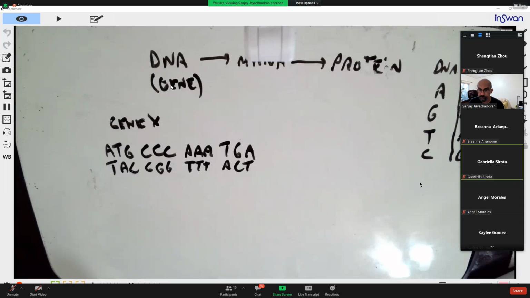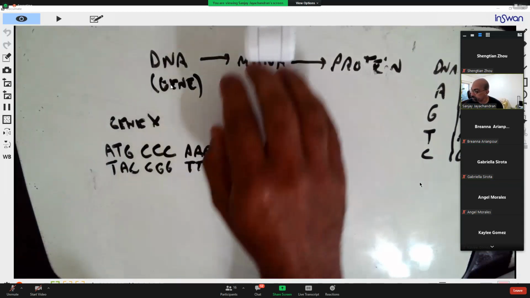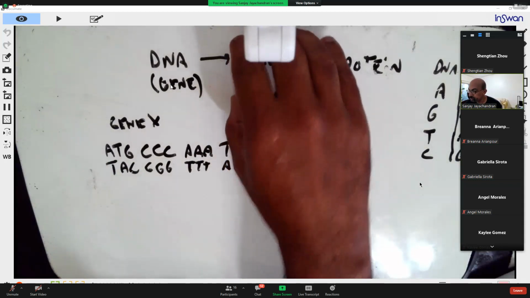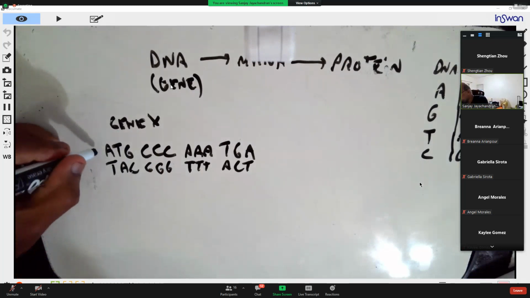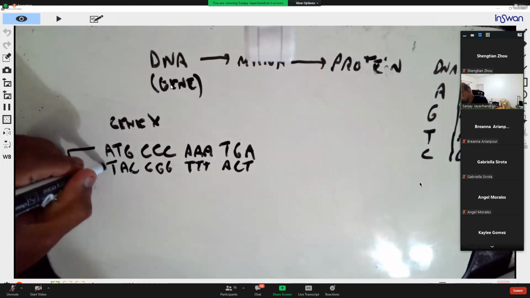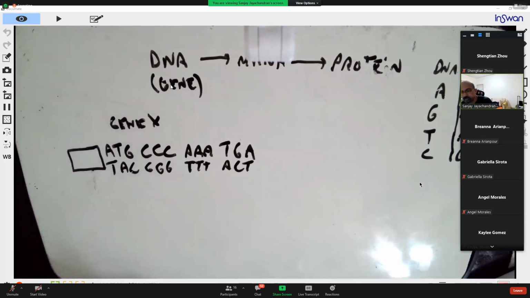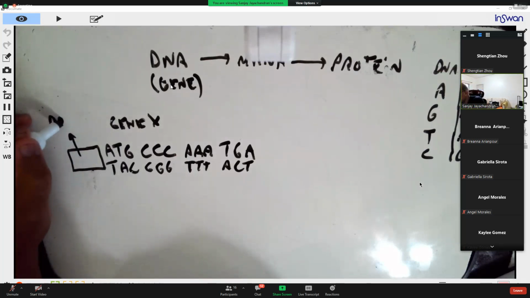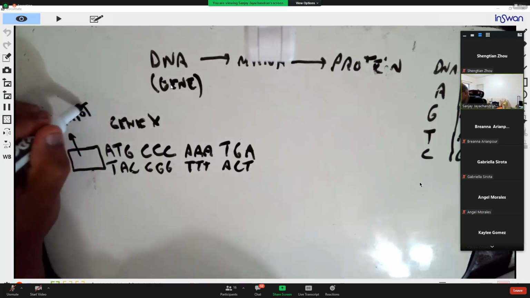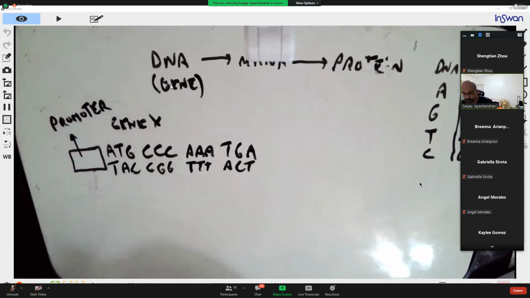Okay, great. The next step is to make the middleman information molecule, that's RNA. Right next to every single gene out there is a box of nucleotides. There are some A, C, G and Ts in there that don't code for anything, but it's like a control box. This box is called the promoter. We'll explain what the promoter is for in a second.